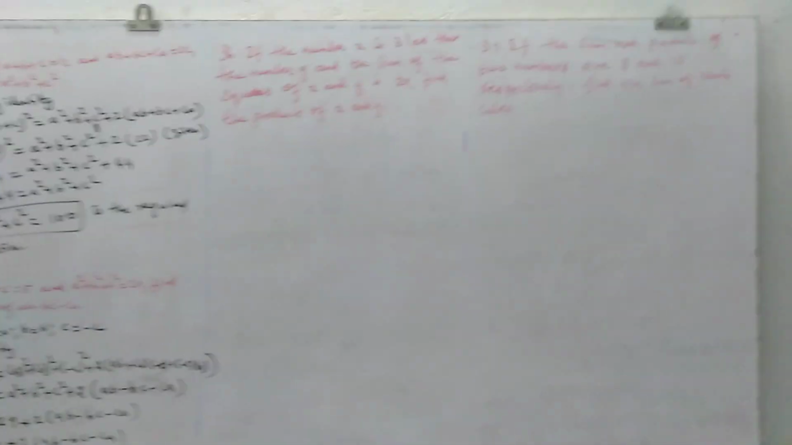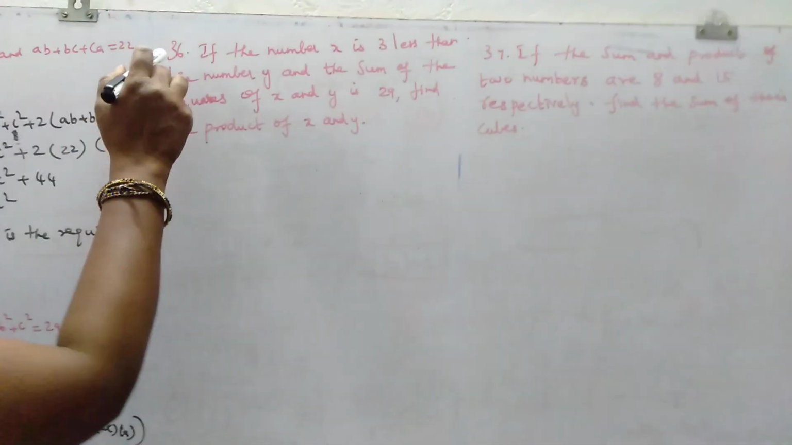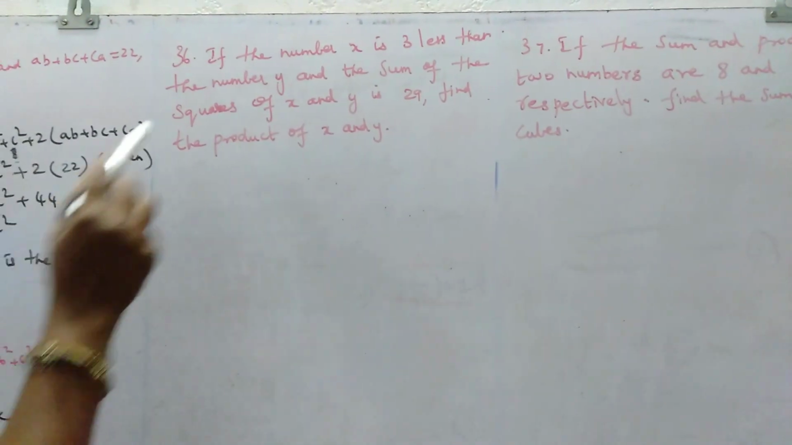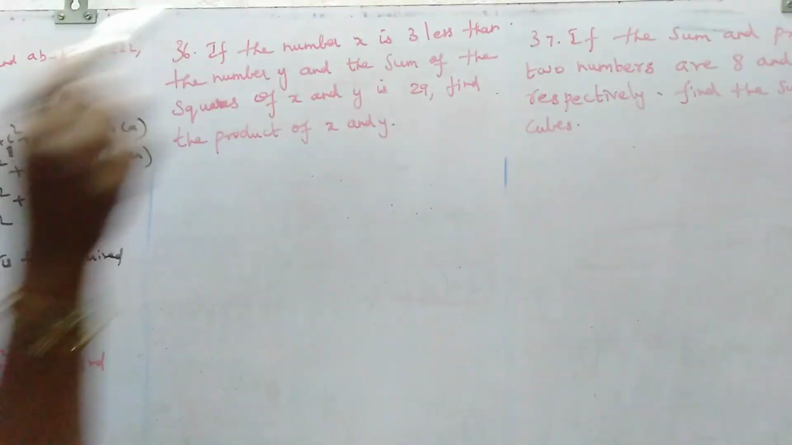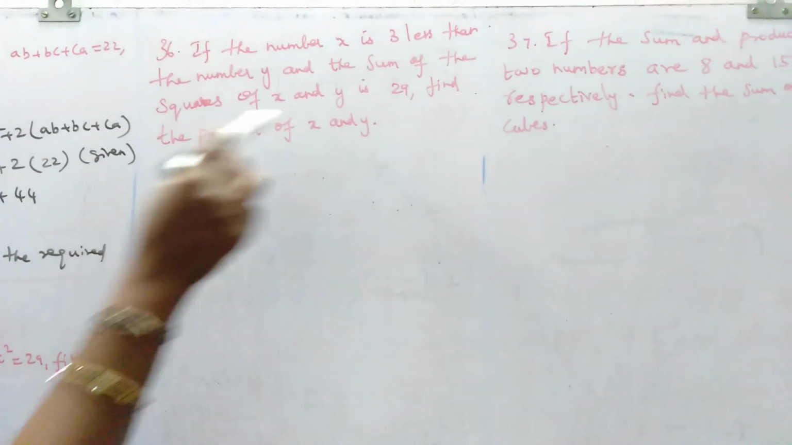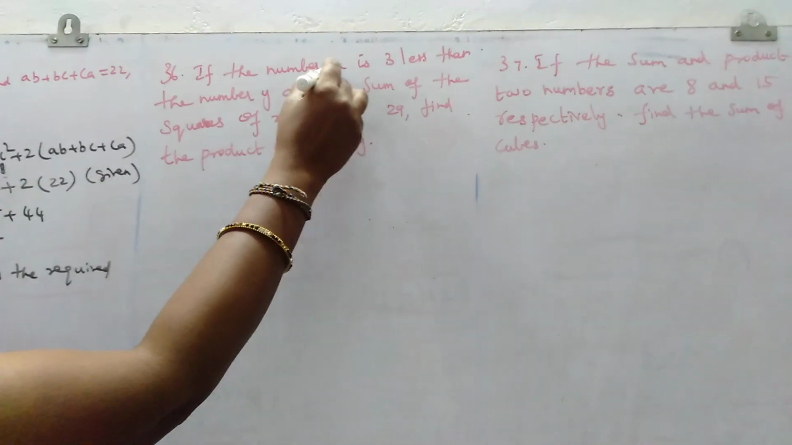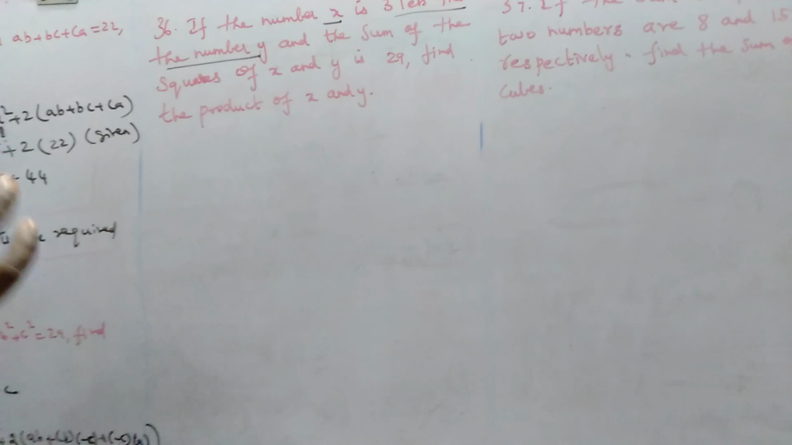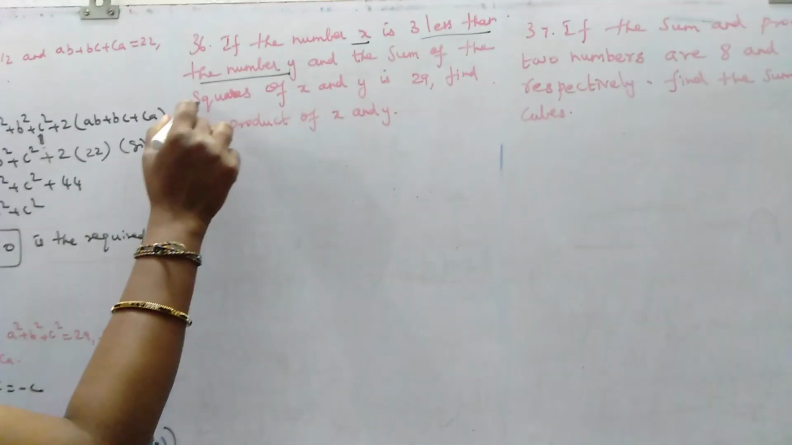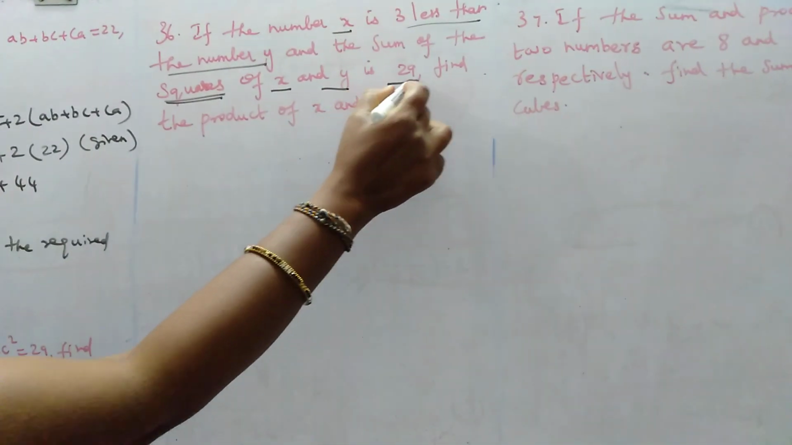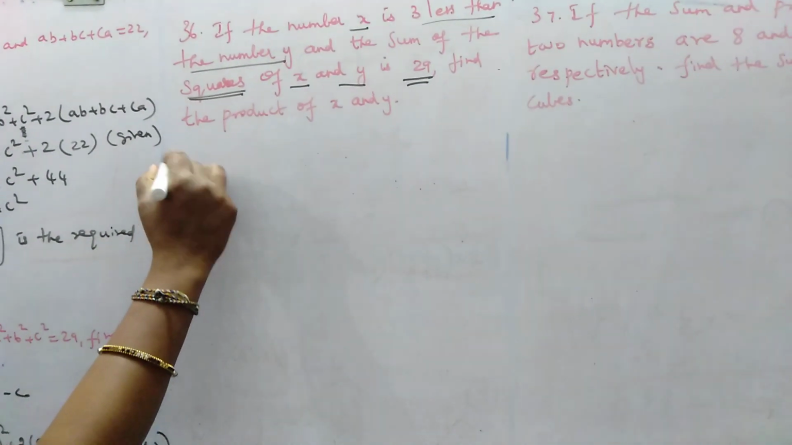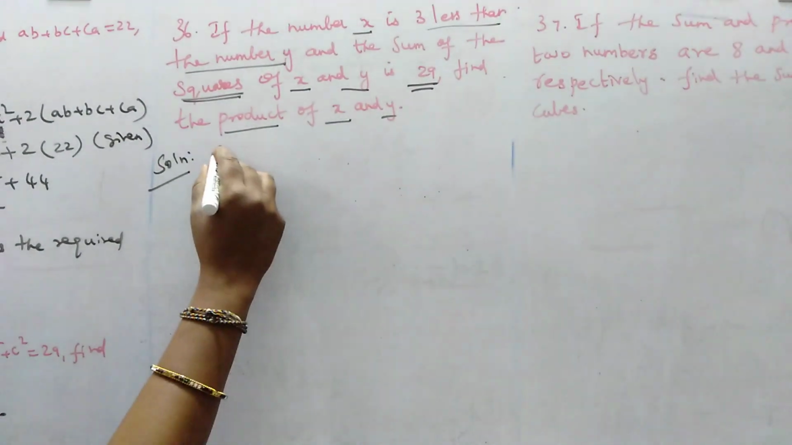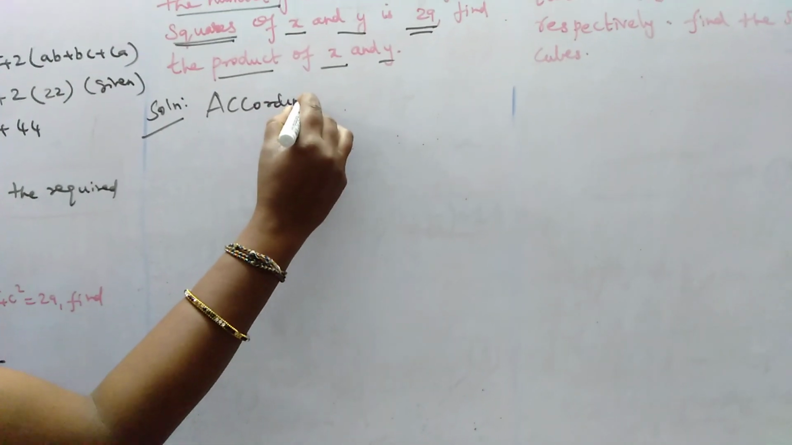Okay. The next question number 36. If the number x is 3 less than the number y and the sum of the squares of x and y is 29, we are supposed to find the product of x and y, right? If the number x is 3 less than the number y, we don't know what is number x and we don't know what is number y. And the sum of the squares of x and y is 29, it is given. Okay. So what we are going to do here is we are supposed to find the product of x and y, right? Okay, solution.